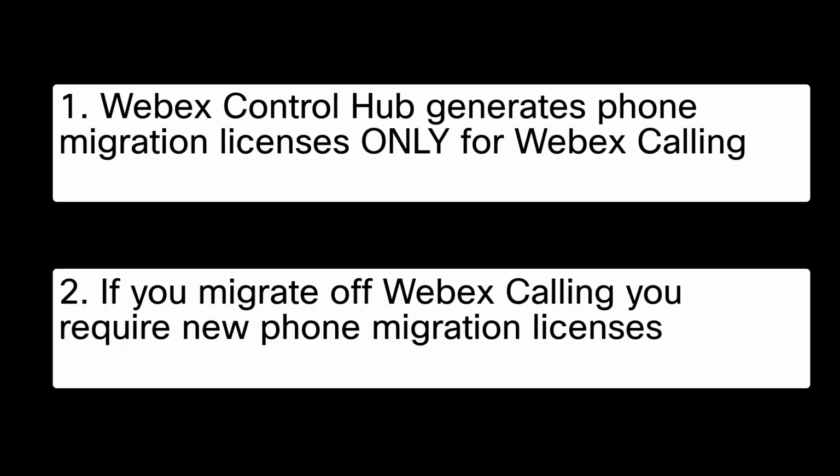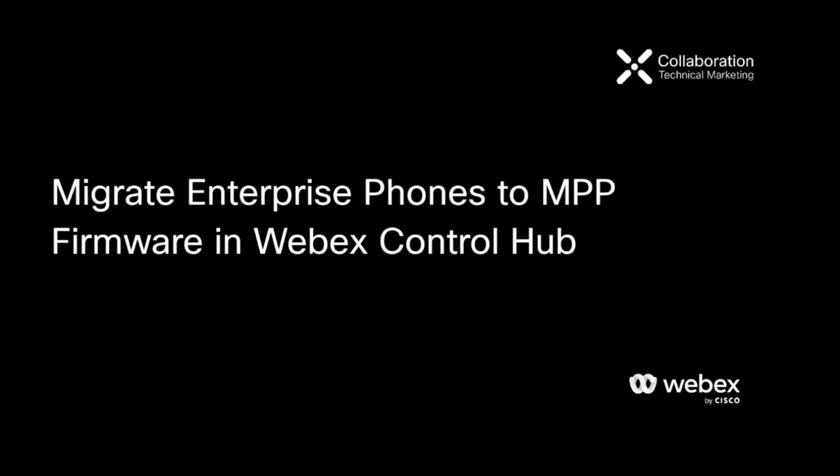the Control Hub. Now, there are two points I want to make about licensing. Number one, if you use the Webex Control Hub to do the migration, then from a licensing perspective, you're required to use Webex Calling. And number two, if you move off of Webex Calling to another third-party call control platform, then the Control Hub license will effectively expire and you will need to use a new license that you must procure for those phones. Now let's take a look at how we use the Webex Control Hub to migrate your phones.